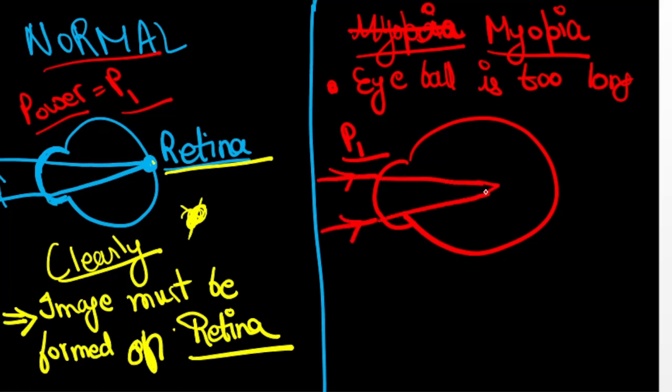Now it gets refracted, it is forming the image somewhere here. This is your image, but the retina was here. The retina is this, but the image is formed here. So what are you able to see? You are able to see that the image is formed before the retina. This is what is happening here.